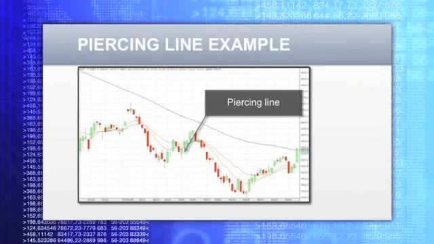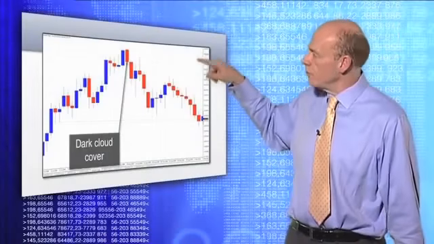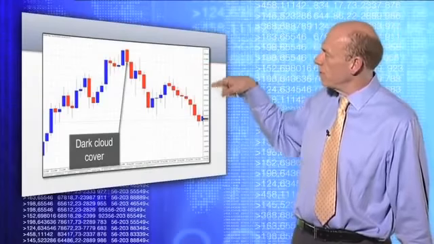I've shown a couple of examples of them. I find them again very useful. Now the dark cloud cover. If you can use your imagination, just have a look. We've got some blue candles up the page. We then get a red candle. On the red candle, it opens higher than the close of the blue candle. It then reverses intraday and it closes below halfway down the body of the blue candle.